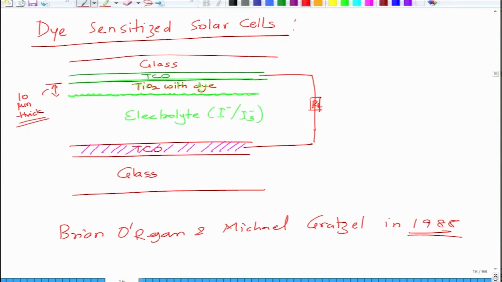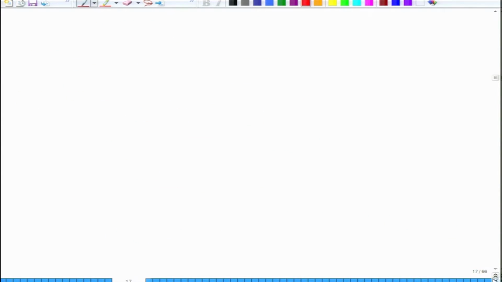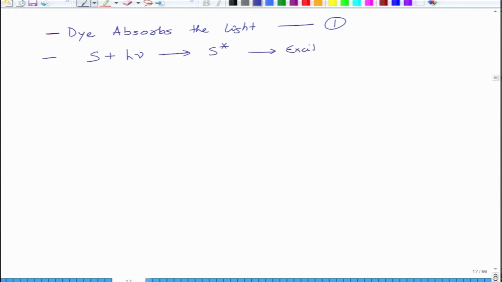So, the way this solar cell works is like this. The first step is that the dye absorbs the light, that is step number 1, and the dye, let us say, is designated by S. When it captures a photon, it gets excited. So, this is excitation of the dye. This is number 2.